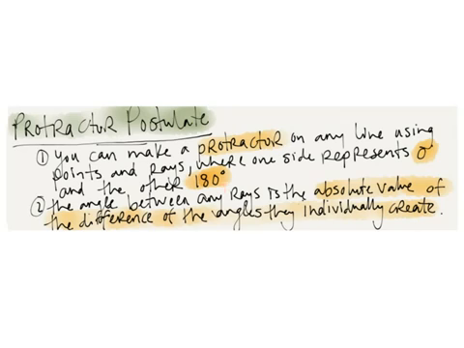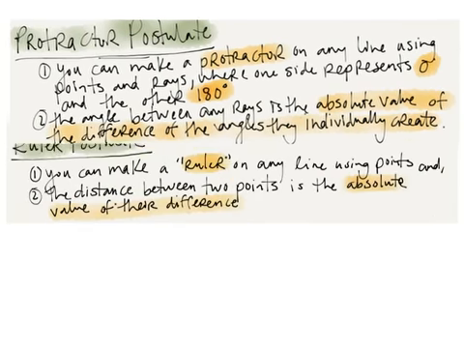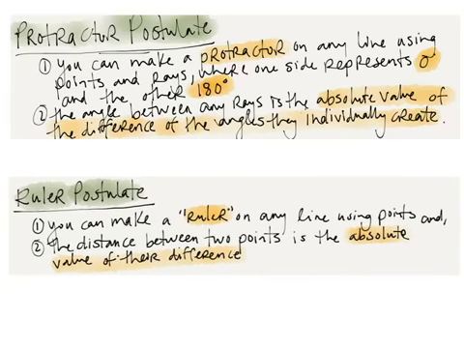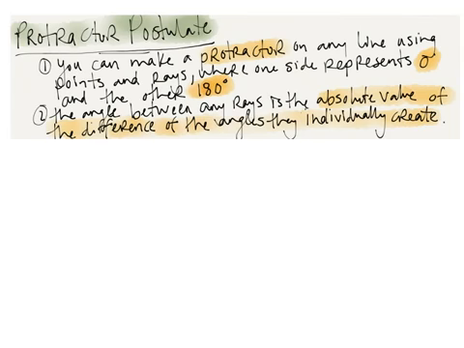The second part of this postulate says that the angle between any rays is the absolute value of the difference of the angles they individually create. Now, if that sounds familiar, it's because you're remembering the ruler postulate, which is basically the same idea. It's just a different tool. So the ruler and protractor postulate are essentially the same. Let me just kind of show you what I mean here.